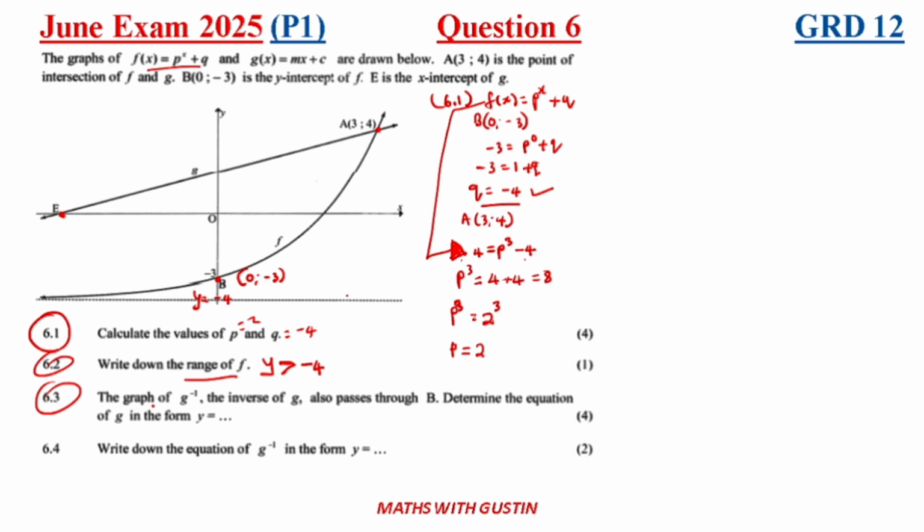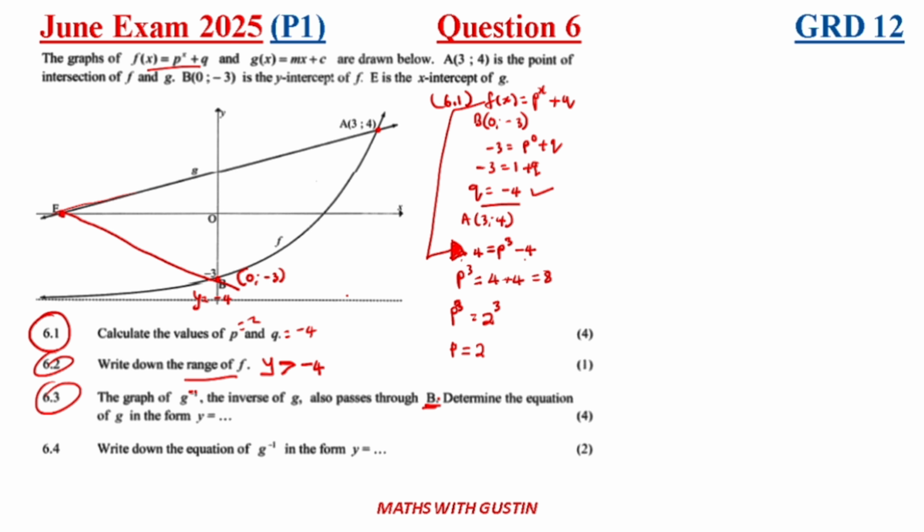So 6.3 says the graph of g to the power of -1, which is the inverse of g, passes through point B. So now here is the graph. Here it passes through point B. So determine the equation of g, which is this one here. So now what are they saying? They're saying in terms of y.